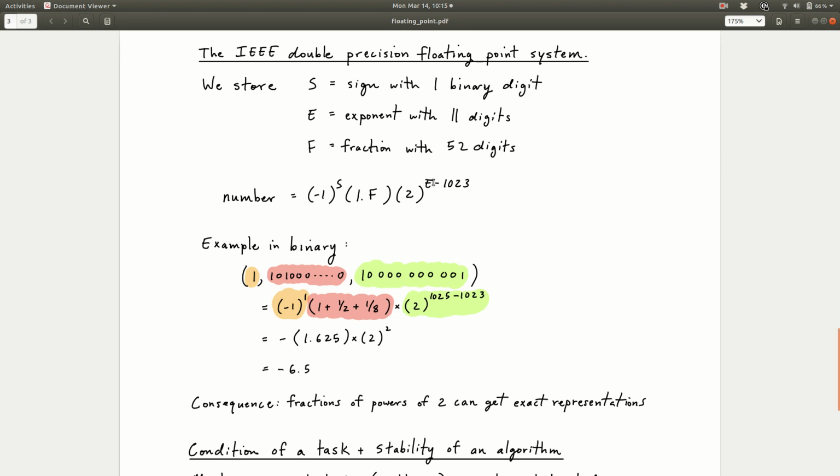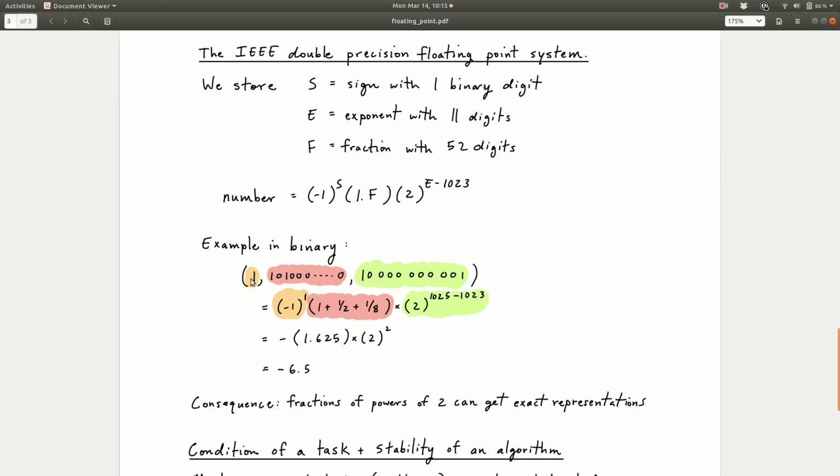So E is going to be written in binary, but I've subtracted off a decimal number, 1023. Don't worry about that. I hope you get the main picture for how this works. If not, let's just look at an example here. So here I've written down an SEF, or double precision representation for a number.